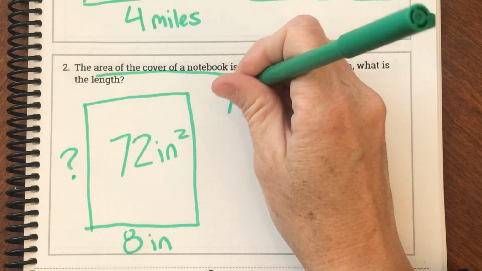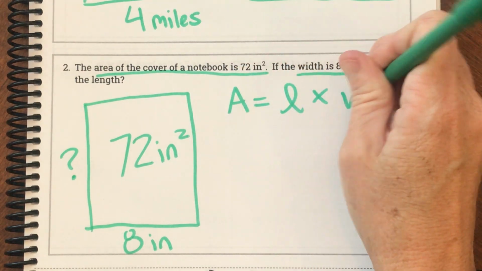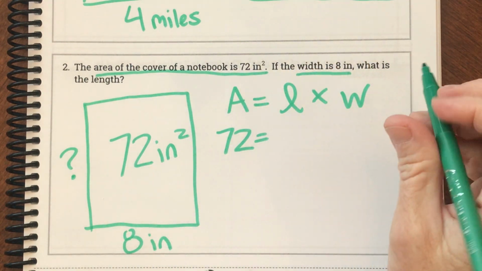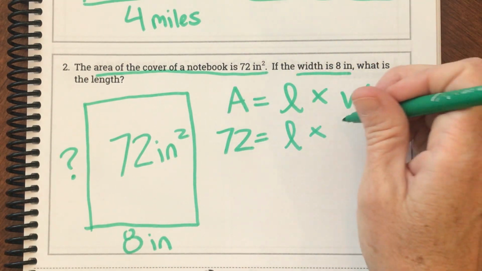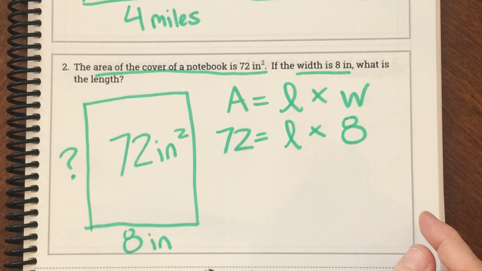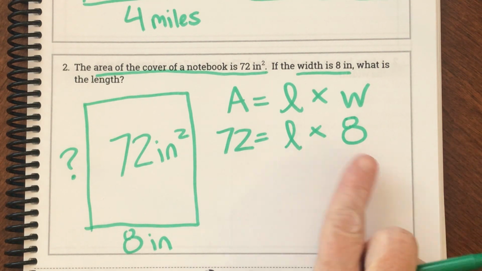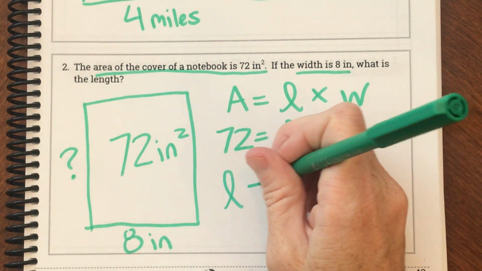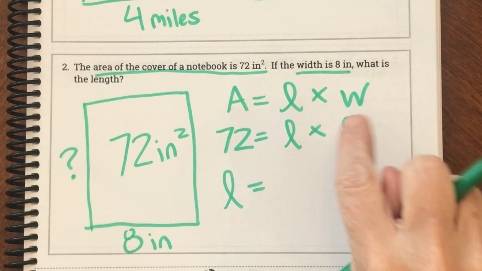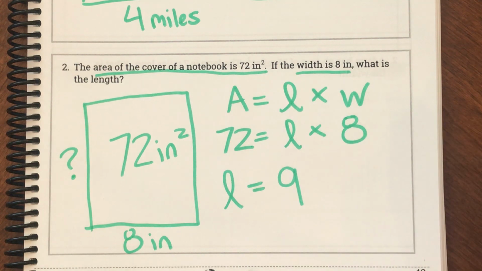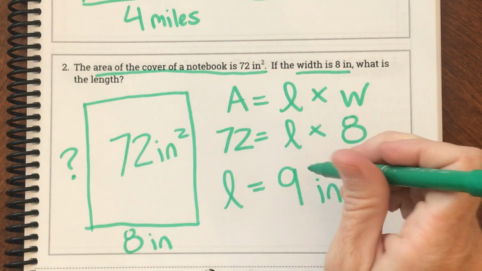Okay, so let's write our formula. Area equals length times width. Area 72, I don't know my length, but I know my width. So what times 8 will give me 72? That's what I have to ask myself. What times 8 gives me 72? And hopefully you know your multiplication facts, and you know that 9 times 8 will give you 72. So my length must be 9 inches. Not squared, because remember, squared only is for the area.